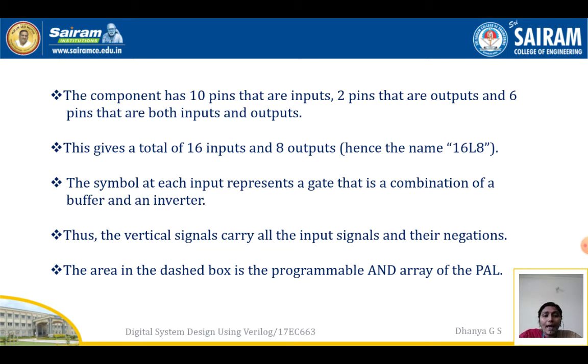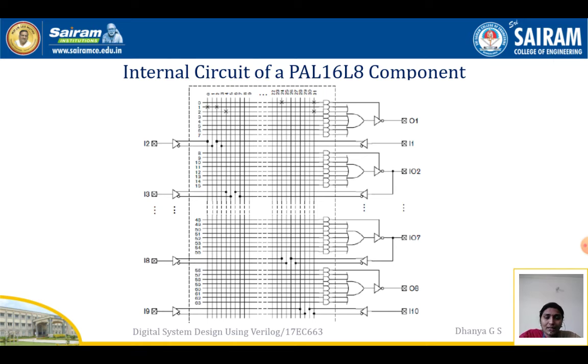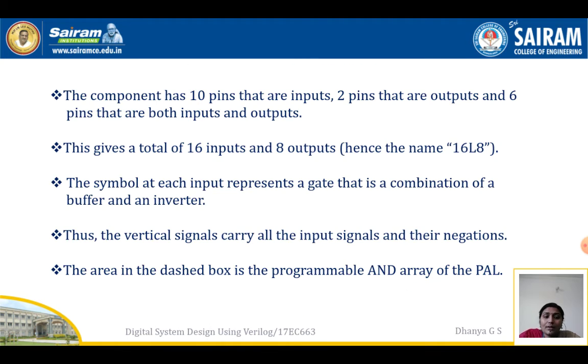Hence the name 16L8. The symbol at each input represents a gate, that is a combination of a buffer and an inverter. Thus, the vertical signal carries all the input signals and their negations. The area in the dashed box is the programmable AND array of the PAL. You can see here a dashed area is there. You can see the inputs, the outputs, vertical lines, horizontal lines, all those things.